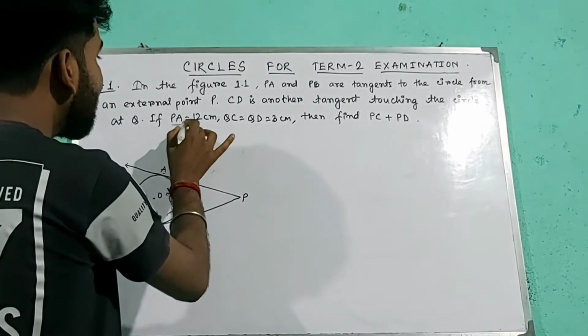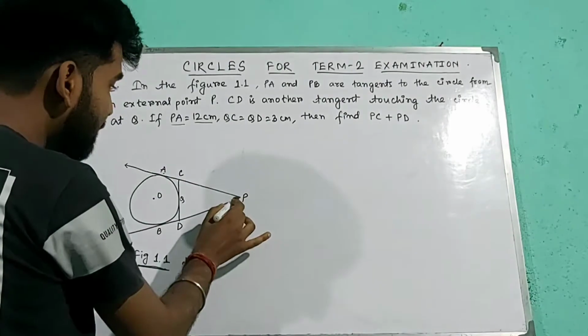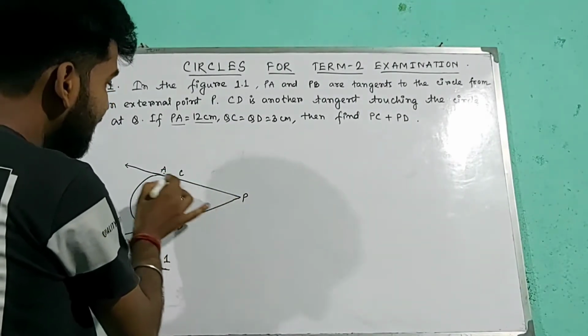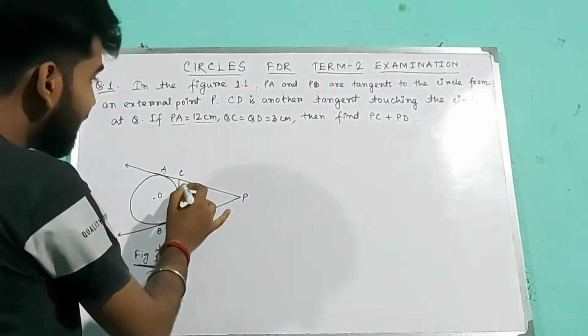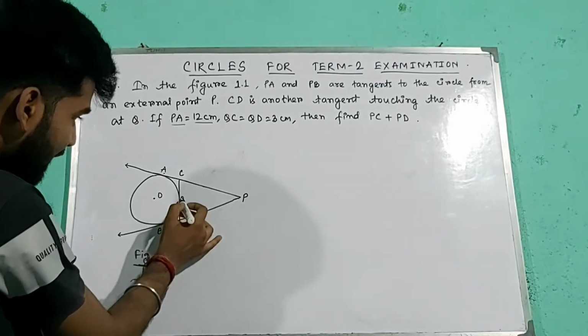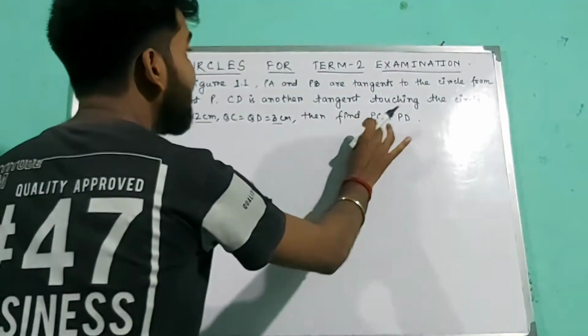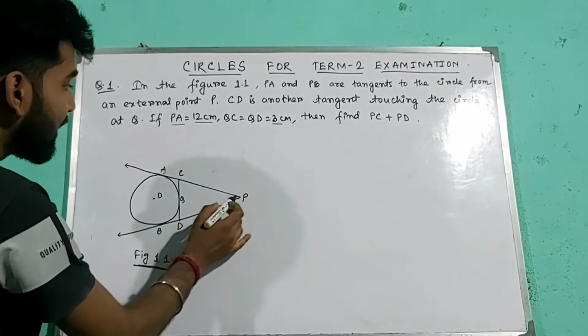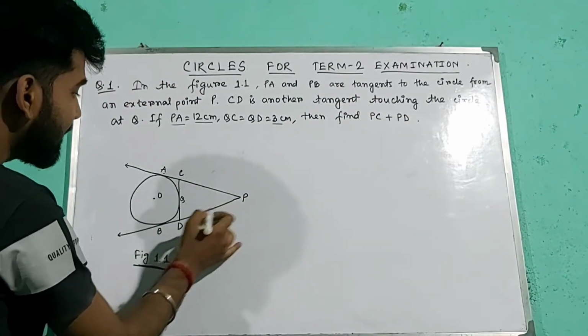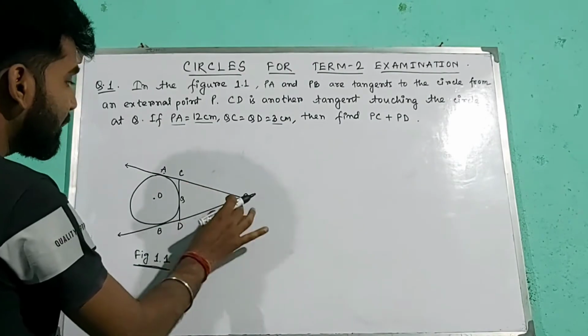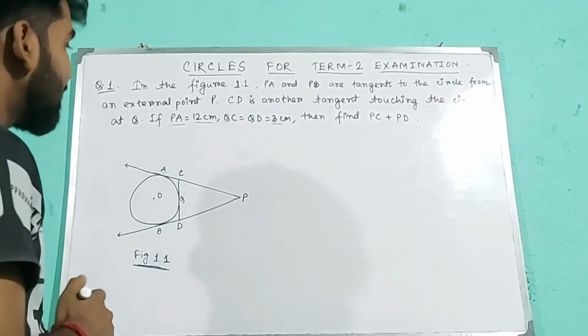Now see, PA is 12 cm, it is already given. That means the length PA is 12 cm. QC and QD are both the same, that is 3 cm. You can understand. Find PC plus PD. That means you have to find out PC and PD, and then add both. Now see, where to start.